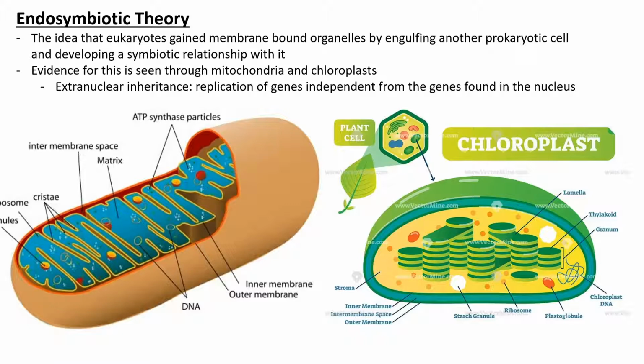Another fact supporting this idea is that mitochondria and chloroplasts divide independently of the cell itself in a process called extranuclear inheritance. This means that they copy the DNA they hold inside of them on their own. It is not copied with or at the same time as the DNA held in the nucleus during cell replication.